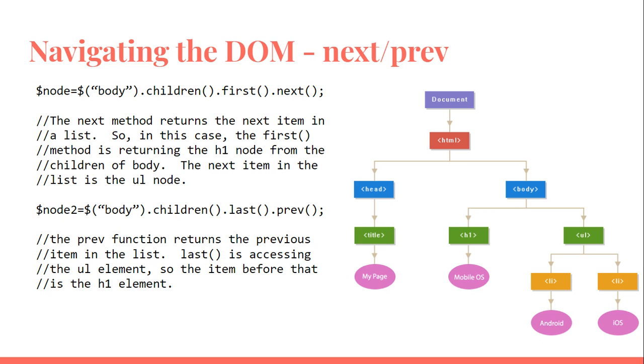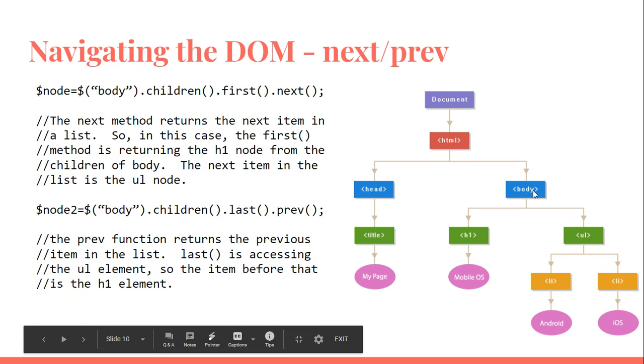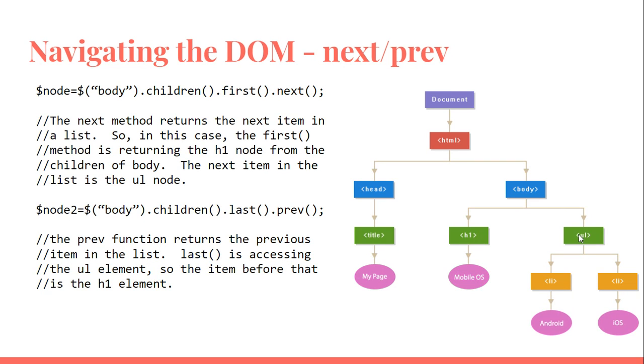It's going to be a little hard to tell in this example, because I don't have any more than two children anywhere. But if I do body.children.first, that takes me to here, .next takes me to there.